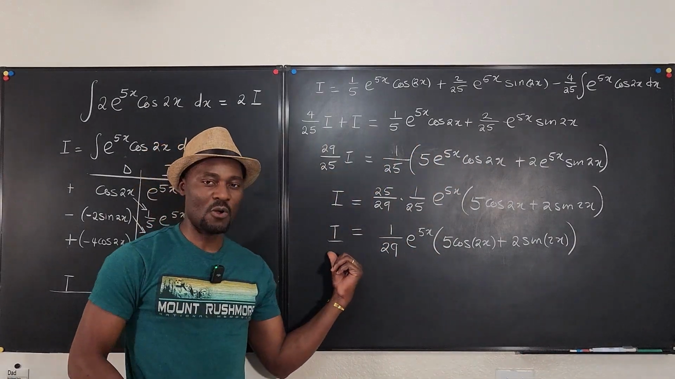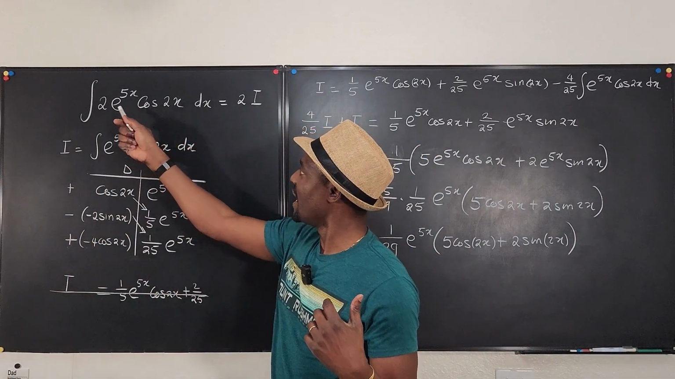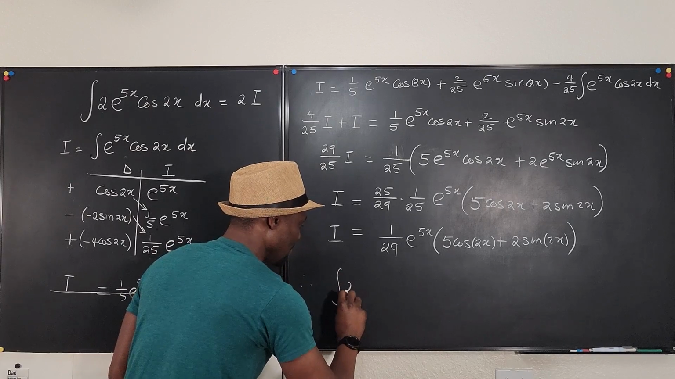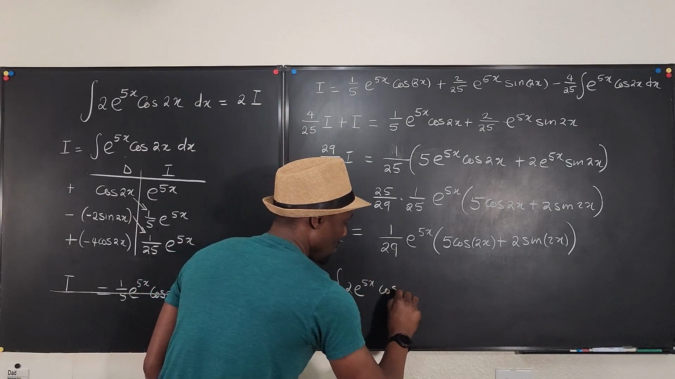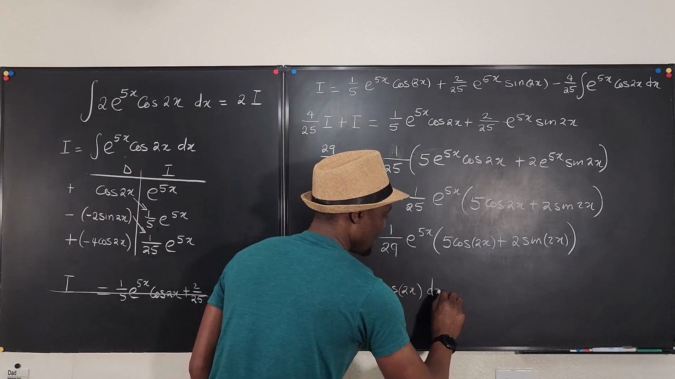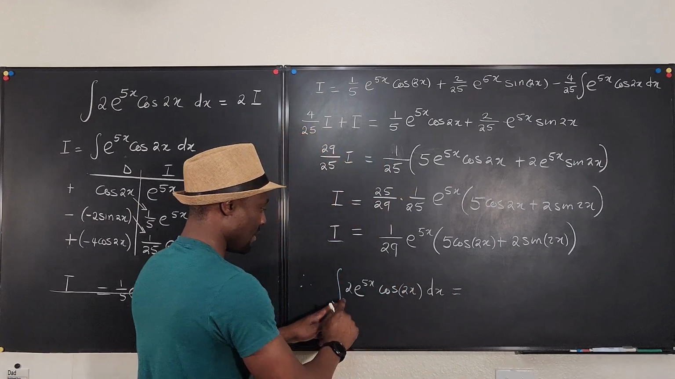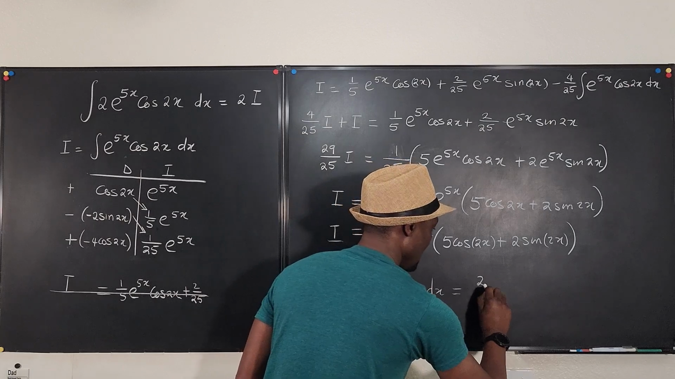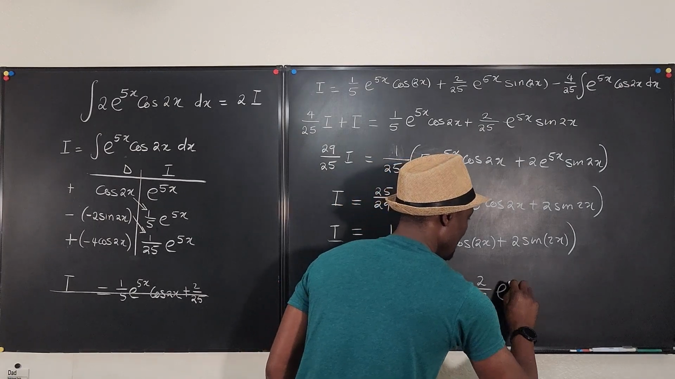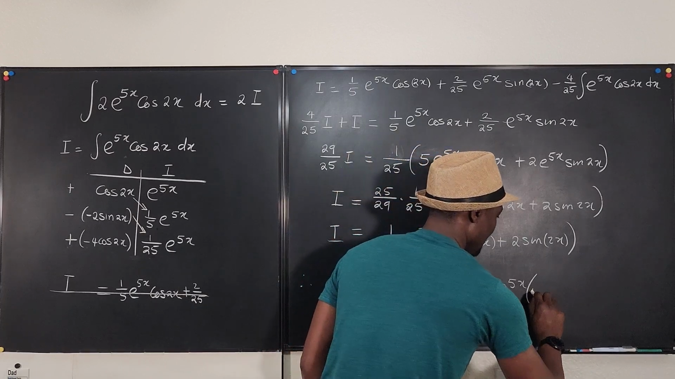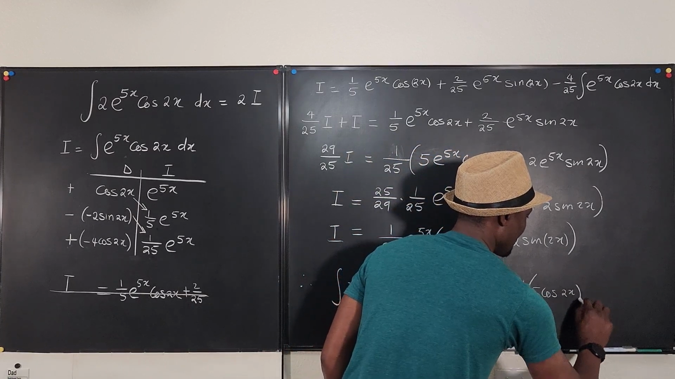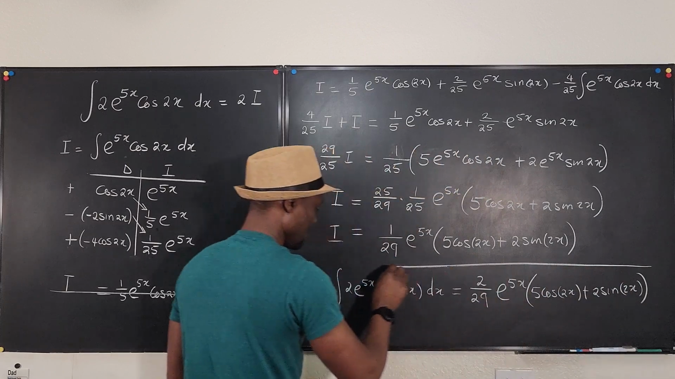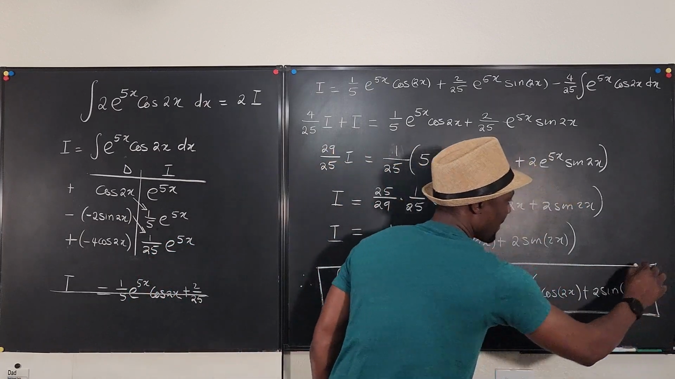And remember, our original problem was 2I, not just I. So we're going to bring back this 2 and say, therefore, the original integral, which is 2e to the 5x cosine 2x dx, is equal to, now it means we're multiplying this by 2 since it's 2I. So if you multiply this by 2, you just put a 2 on top. That's 2 over 29 e to the 5x times 5 cosine 2x plus 2 sine 2x. This is what we've been looking for.